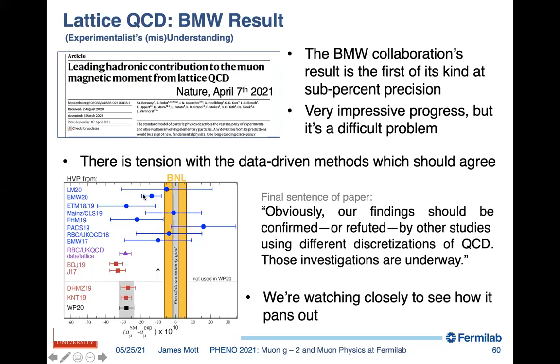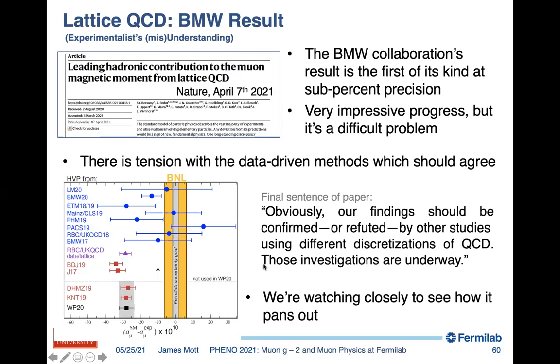And there's a tension here, right? These have to agree. They're 2 calculations of the same thing. So we're either saying that analyticity and the optical theorem is wrong, or the data is horribly wrong here, or there's a problem with the way this one's come about. I'll quote the final sentence of the BMW paper, which says this finding should be confirmed or refuted by other studies using different discretizations of QCD. And those investigations are underway.